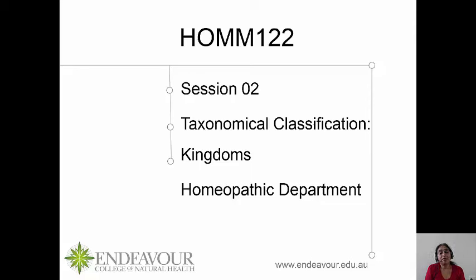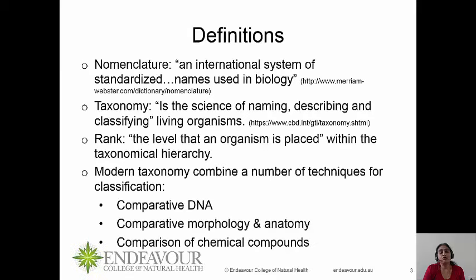Here we'll be talking about taxonomical classification and the use of taxonomy in homeopathy. Alright, so let's get on to just understanding some of the names that we come across quite often. Now, one of them is nomenclature. Nomenclature is the naming. It's an international system. It's a standardized system which we use to name all living organisms.